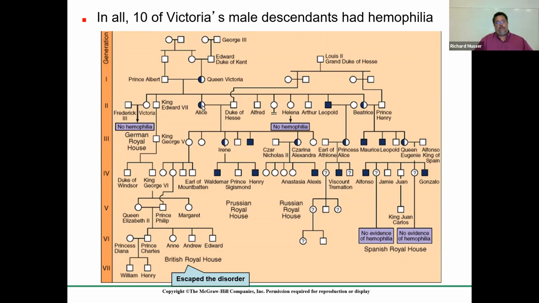Alice was an example of someone who was a carrier, and these individuals weren't. And then Irene was a carrier, and then I guess she ended up having children. Looks like she had two different fathers, or husbands. They ended up with children, males that had hemophilia, and one didn't.